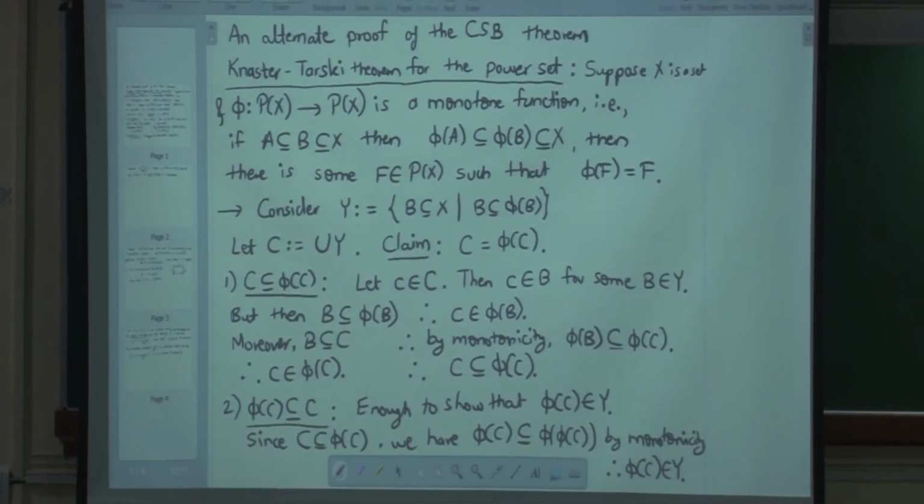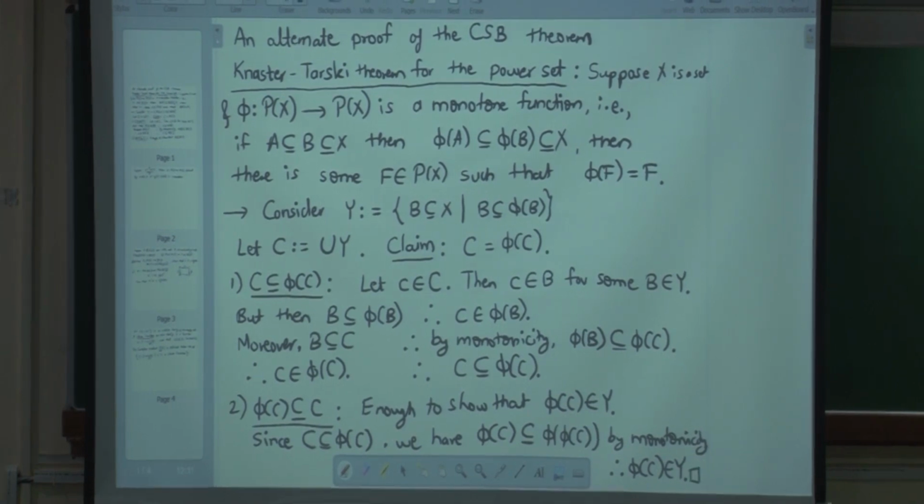How did you get the last step, that phi of C belongs to Y? What is the condition? B belongs to Y if and only if B is a subset of phi B. So phi of C is a subset of phi of phi of C. So, done? Any questions?